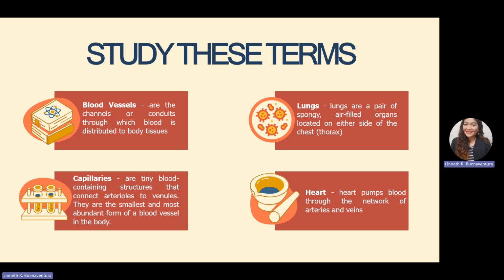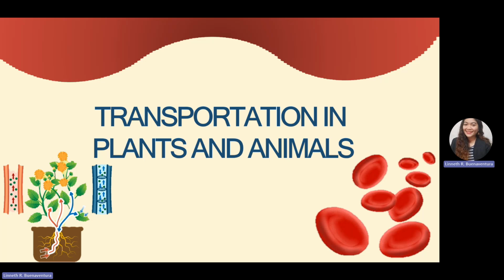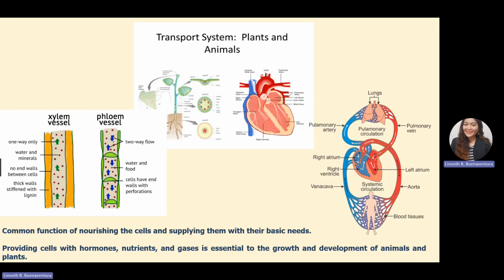Those are the tiniest blood vessels containing structures that connect arterioles and venules. They are the smallest and the most abundant form of blood vessels in the human body. And lastly is the heart. The heart pumps blood through the network of arteries and veins. So let's start. Transportation in plants and animals.